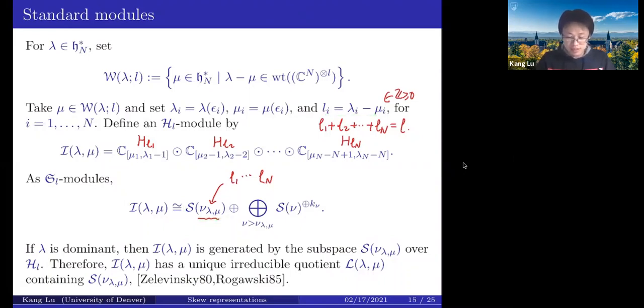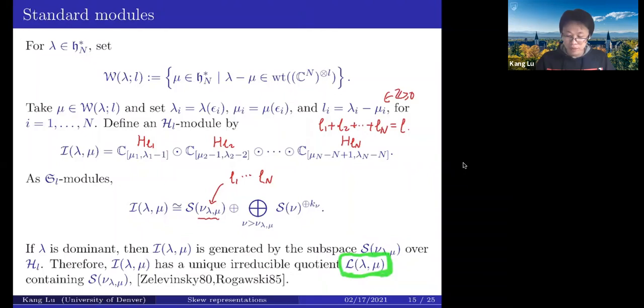So the statement is that when lambda is dominant, here dominant means it's not the one corresponding to the non-negative integers, it just corresponds to them not being equal to negative integers. So this is the meaning of dominant. And then this module is generated by such a subspace over the algebra. And it also has an irreducible quotient. This irreducible quotient is the object we are going to study.